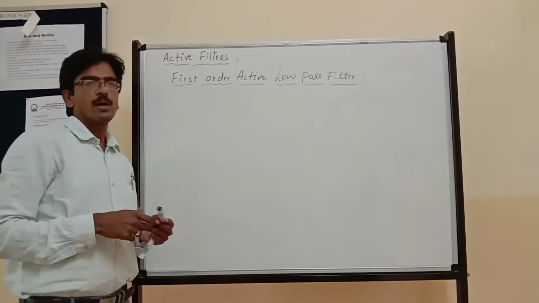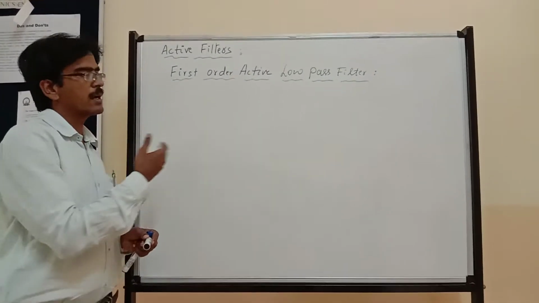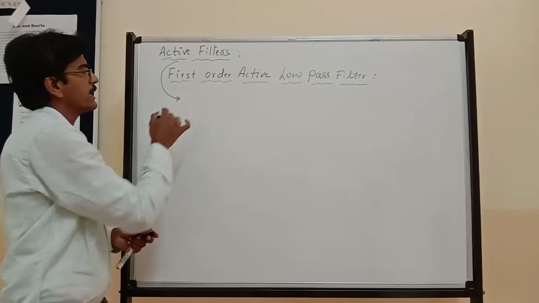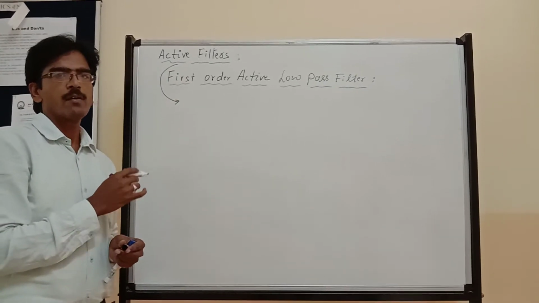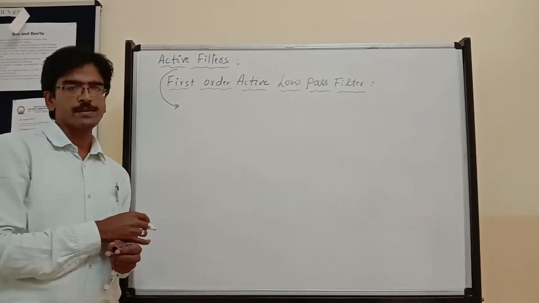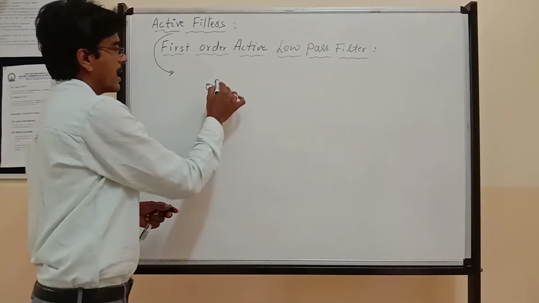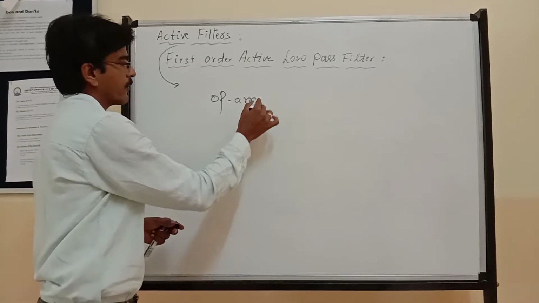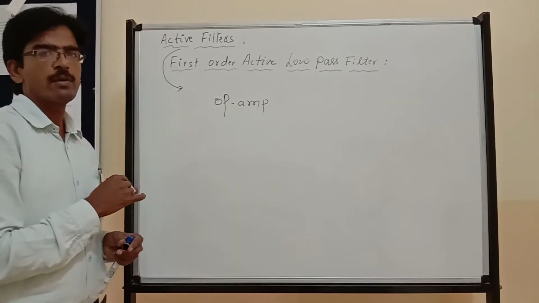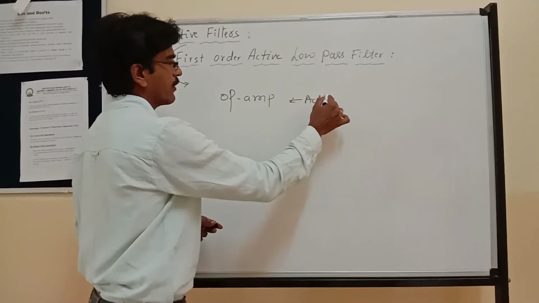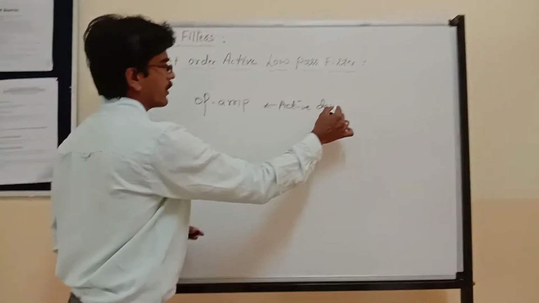Now, let us understand the concept of low pass filter. Since we are discussing the active filter, we need to use an active device. Which is the active device we are going to use? That is the operational amplifier. And also we use passive elements.